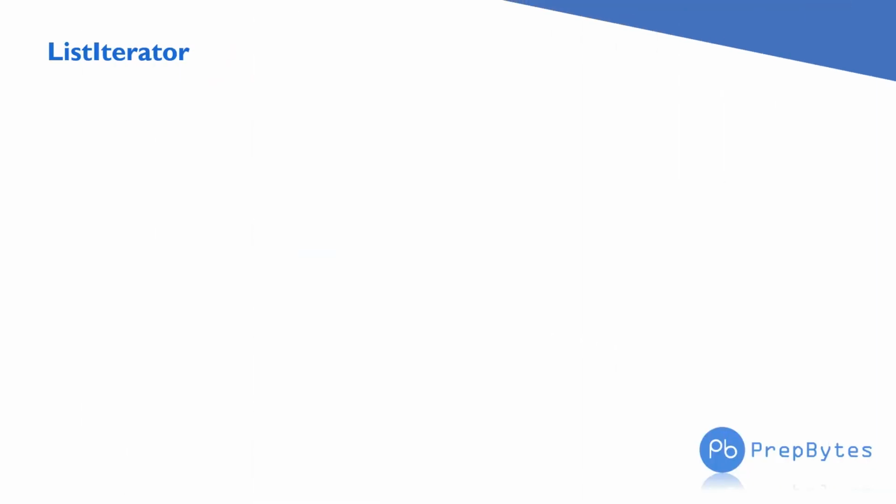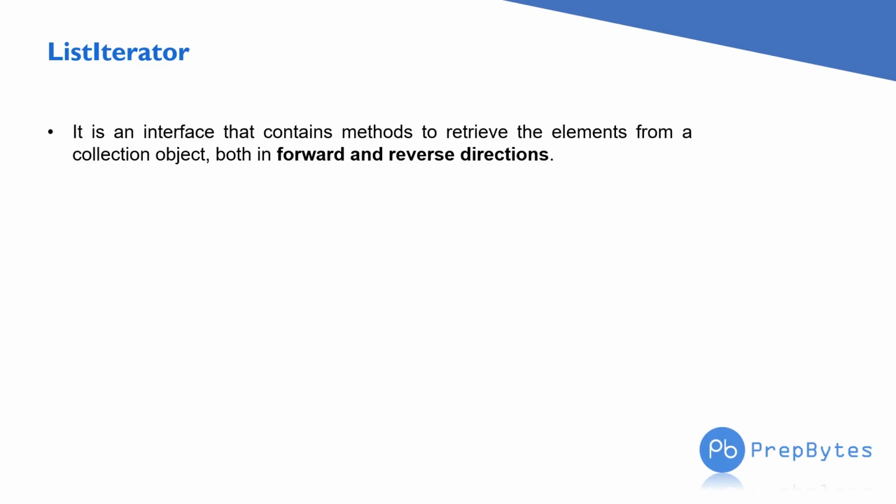Let's see what ListIterators are and how they are different from the iterator. It is also an interface that contains methods to retrieve the elements from an object both in forward and reverse directions. Now this is important. In iterator we can only move in one direction, the forward direction. We only have hasNext. But here we can move in reverse direction also. We have hasPrevious also.